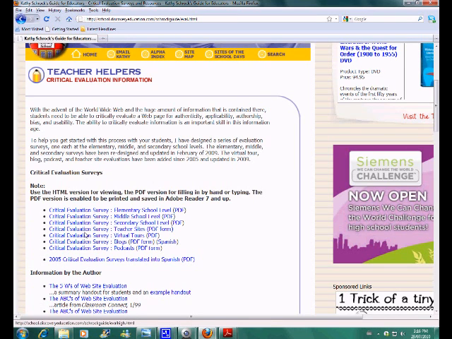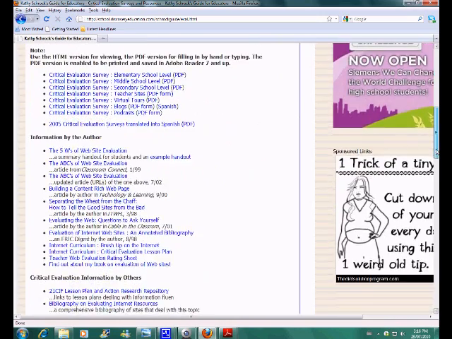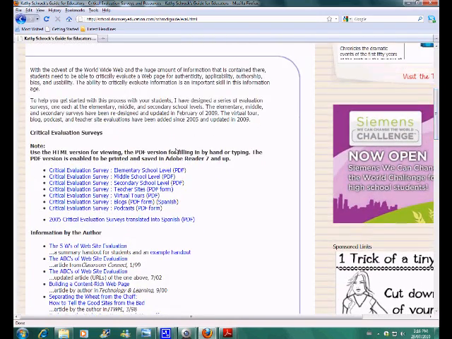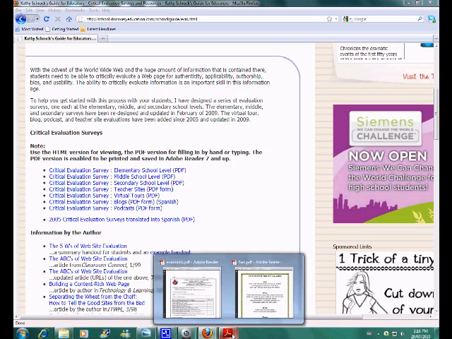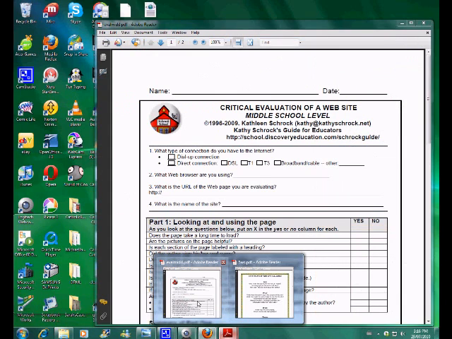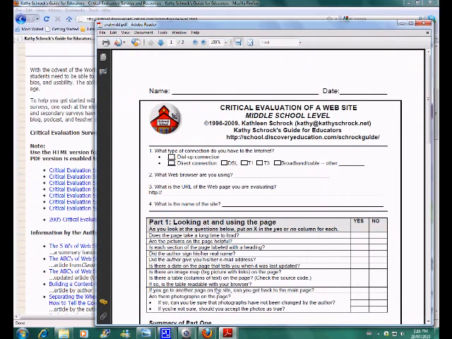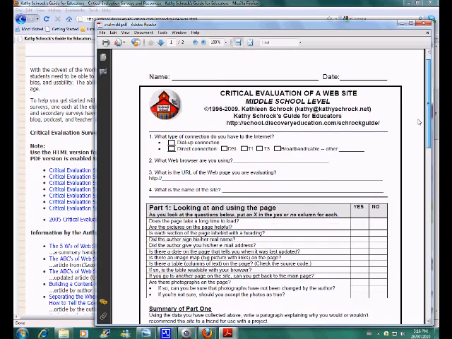So we're actually using some critical literacy guides from Kathy Schrock's Discovery School website, and she has a number of critical evaluation resources for teachers and for students, and also we're using a special form. It's a critical evaluation survey for middle school, meaning sort of grades 5 to 8, which I am in. Which you are in, Rose. So I thought it would be a good form, and it's right here.